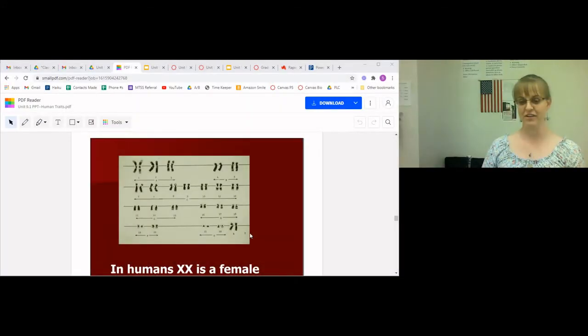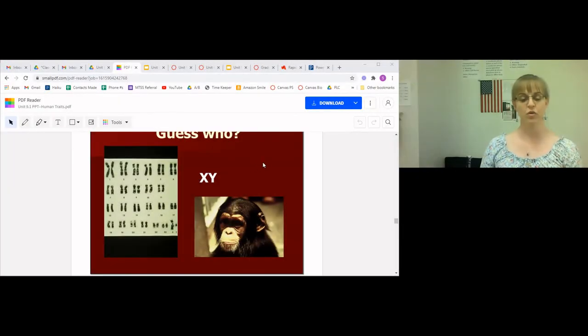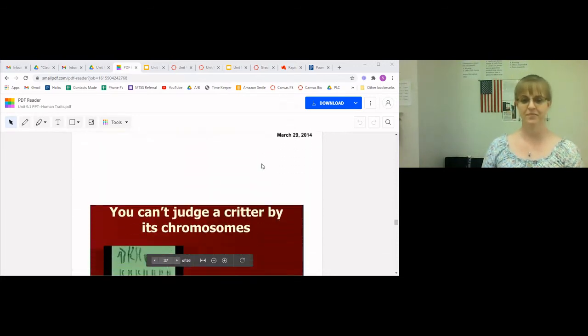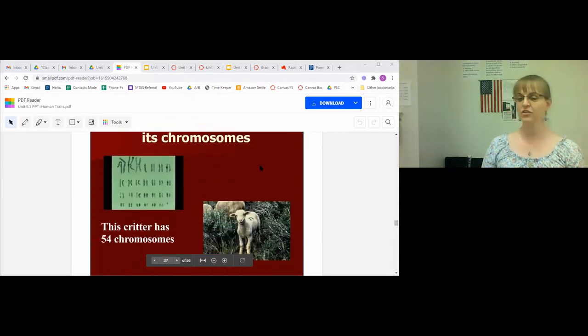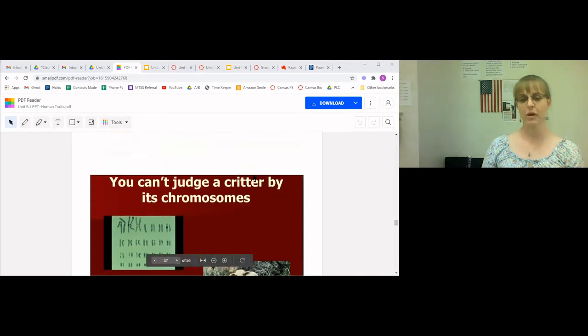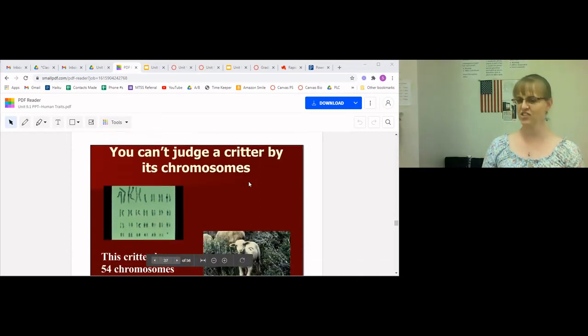Here's another karyotype. This one has two X chromosomes and no Y chromosomes. Therefore, this is a female. This karyotype shows an organism with 24 chromosomes. It happens to be a chimpanzee. 24 pairs, that is. You'll notice that humans have 23 and chimpanzees have 24, but you can't really judge an organism by its chromosomes because there's no rhyme or reason to it.